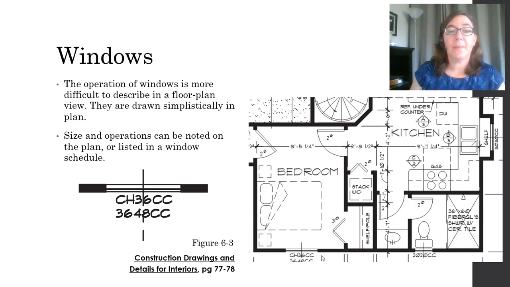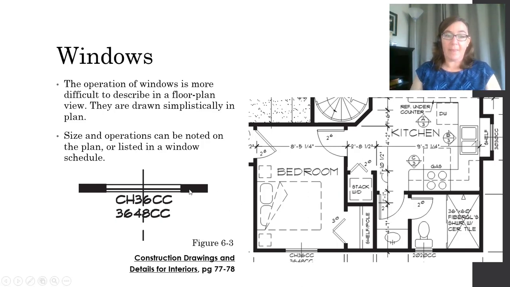So really typically a window is shown, here is the wall next to it, as kind of an open wall. So it's got two lines representing the sill and then a center line that is representing the glass that you're cut through. So very simple, 3 lines for the window.